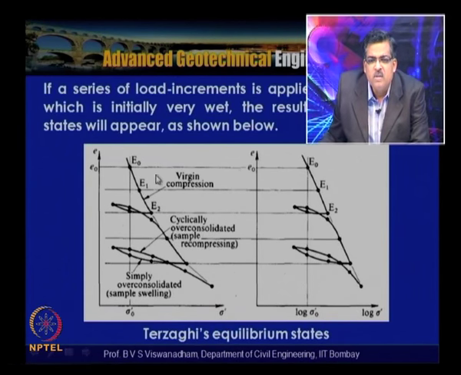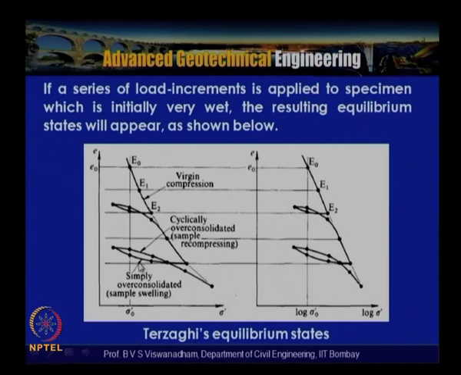If you look at this specimen, this is the e-sigma dash curve, the compression curve, where the sample has been loaded from e naught to e 2, then unloaded and reloaded, and you can see that it joins here, gets loaded further, and is then unloaded and reloaded again. So you can see the cyclic over-consolidated sample recompressing. This limb is called the swelling portion, that is, the unloading portion, where the soil bounces back when the load is removed.